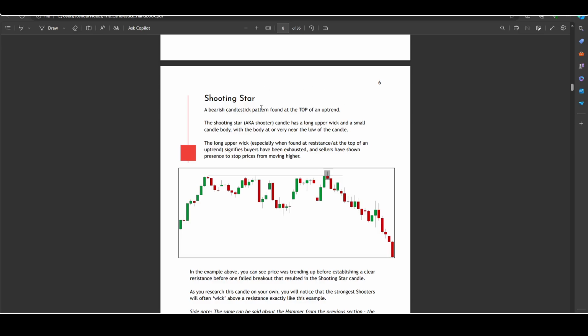But this is a bearish candlestick pattern found at the top of an uptrend. The shooting star, aka shooter, candle has a long upper wick and a small candle body, with the body at or very near the low of the candle. The long upper wick, especially when found at resistance or at the top of an uptrend, signifies buyers have been exhausted and sellers have shown presence to stop prices from moving higher.